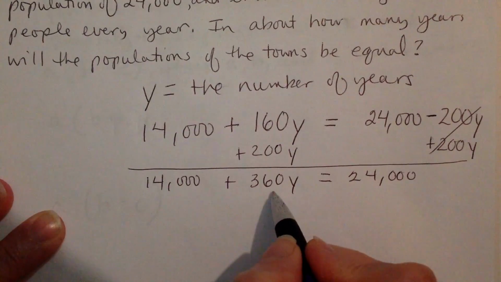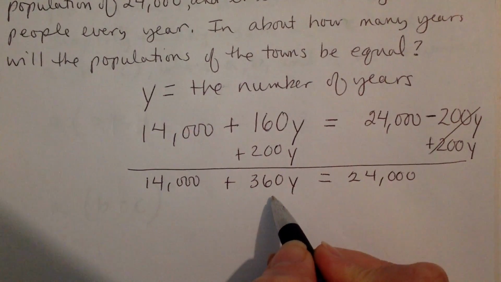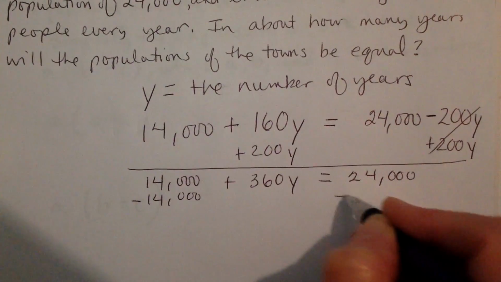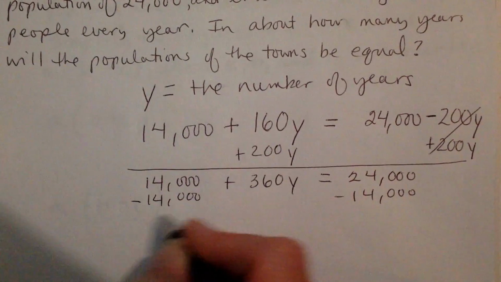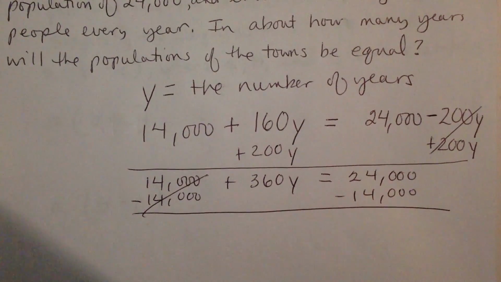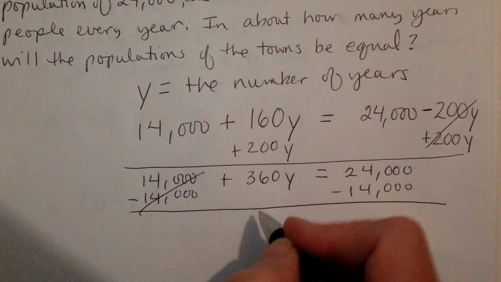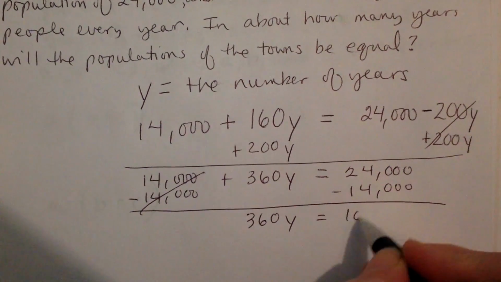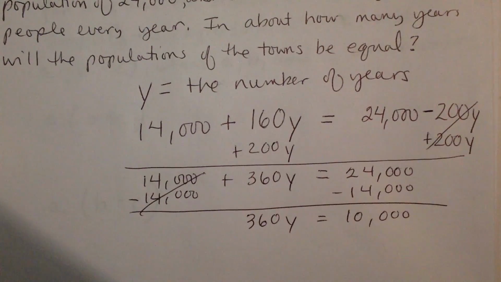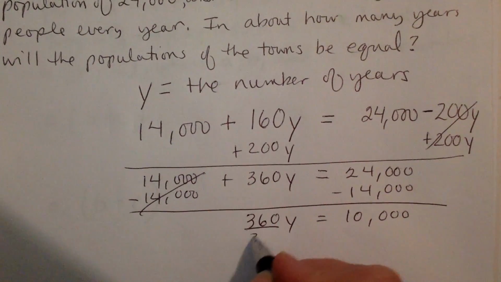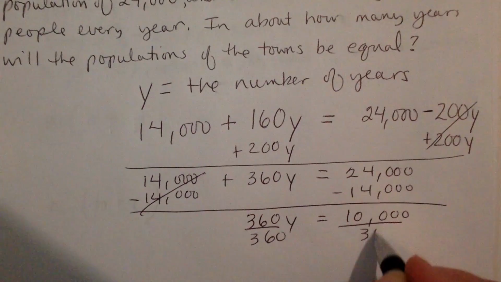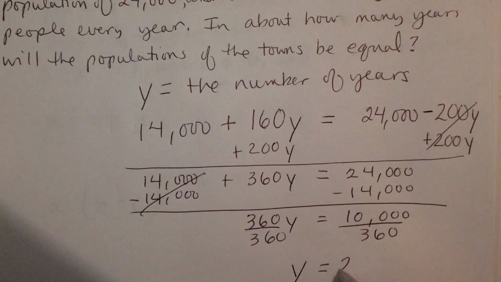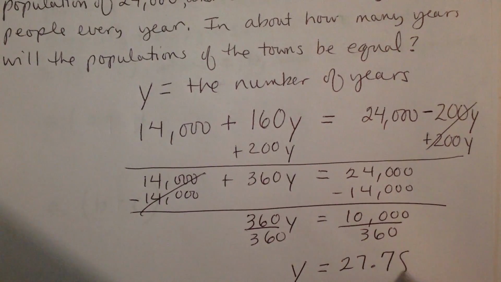Next, isolate your variable. Get the variable term on one side by itself. Subtract 14,000 from both sides. The 14,000s cancel. I end up with 360y equals, when I subtract, I get 10,000. Next, let's divide both sides by 360. Therefore, y equals 27.78.